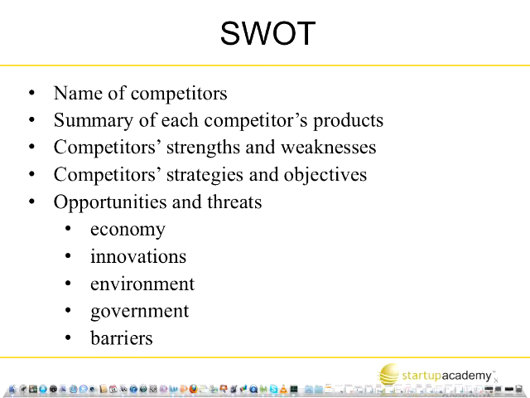Okay? So, who are the competitors? What are the names? A summary of their products. Okay. Strengths and weaknesses. Strategies and objectives. And what are the opportunities and threats to these companies? Economic, innovative, environmental, governmental.